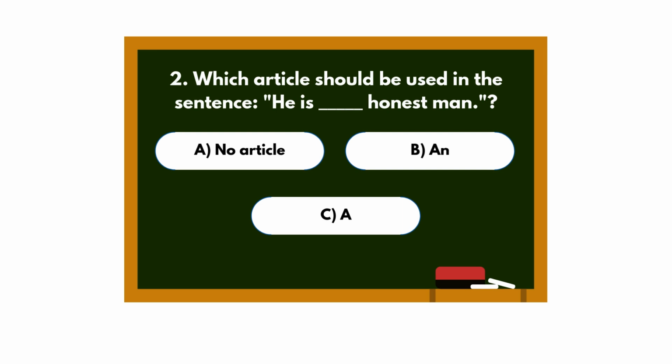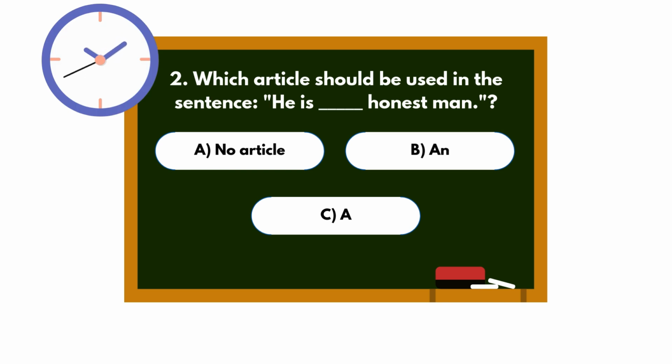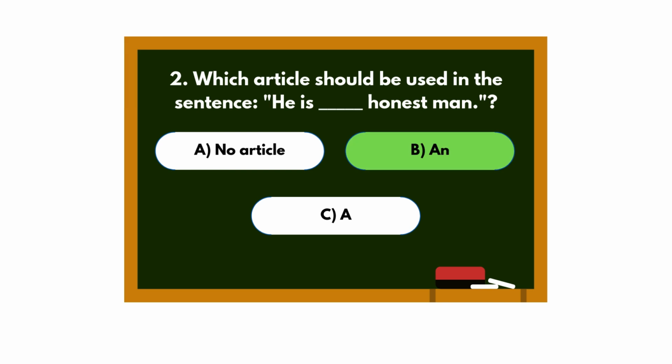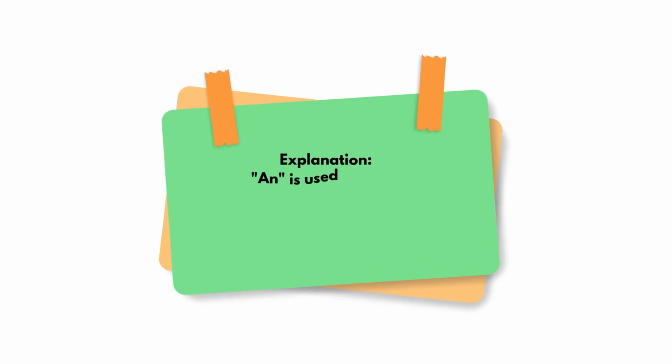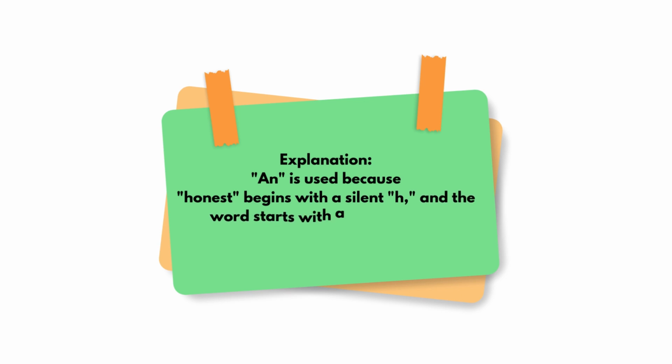Question number 2. Which article should be used in the sentence, he is blank honest man? Option A, no article, option B, an, option C, a. The correct answer will be option B, an. Explanation: an is used because honest begins with a silent H, and the word starts with a vowel sound.